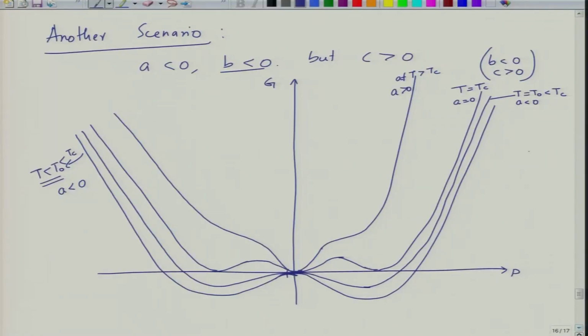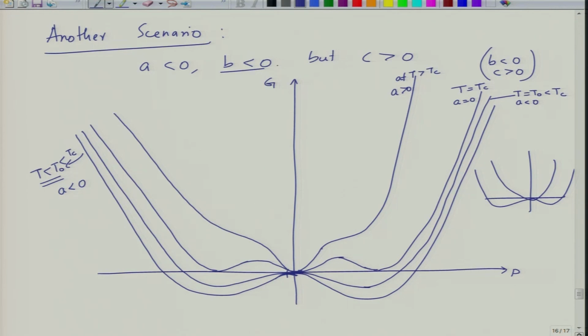In the previous case what we obtained was a behavior like this, then a behavior like this, and then a behavior like this. Here the free energy shape is different. It does not show a perfect minima, it has a change in slope at this point and then a minima. And then at T equal to Tc, instead of having just one minimum, you have 3 minima with one subsidiary minimum.